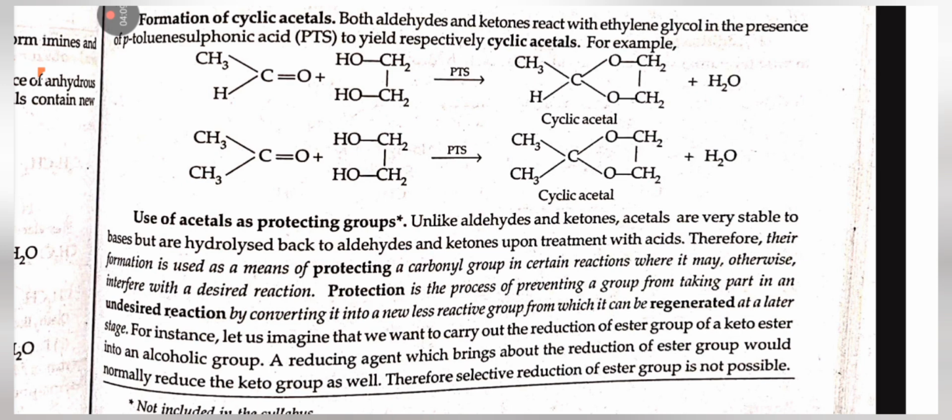For instance, let us imagine that we want to carry out the reduction of the ester group of a keto ester into an alcohol group. A reducing agent which brings about the reduction of the ester group would normally reduce the keto group as well. Therefore, selective reduction of the ester group is not possible.